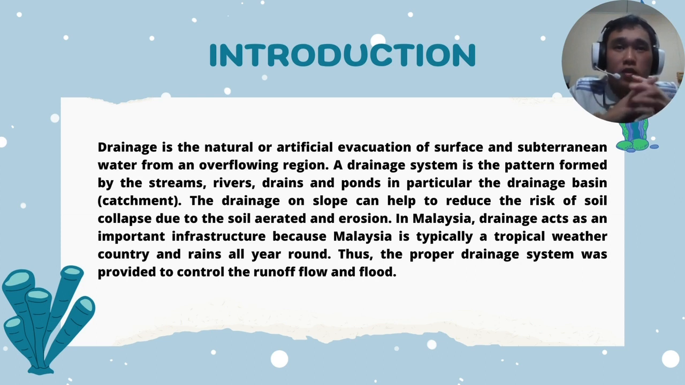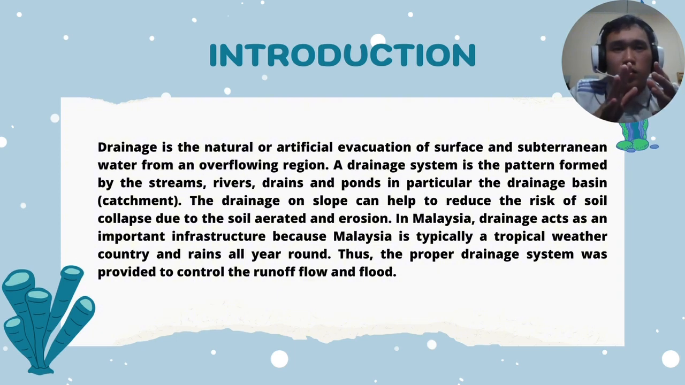So I'm going to start with the introduction, which is that drainage is the natural and artificial evacuation of surface and subterranean water from an overflowing region. So a drainage system is a pattern formed by the streams, rivers, drains, and ponds, in particular the drainage basin, which is the catchment. As you can see, drainage on a slope can help us reduce the risk of soil collapse due to soil erosion.